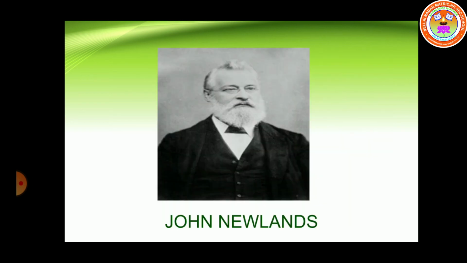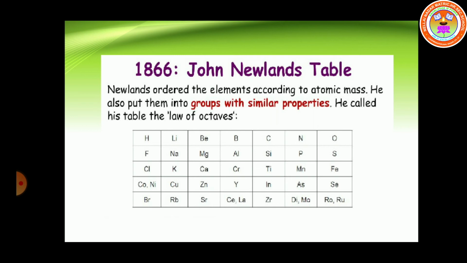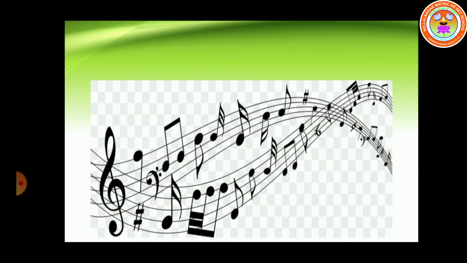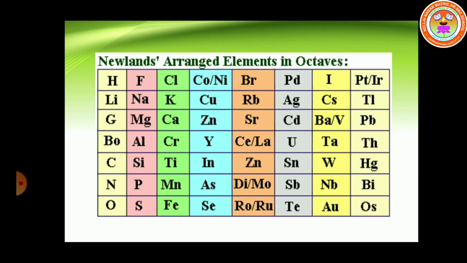This is John Newland's. In 1866, John Newland arranged 56 known elements in the increasing order of their atomic mass. He observed that every eighth element had properties similar to those of the first element, like the eighth note in an octave of music is similar to the first. This arrangement was known as the law of octaves.